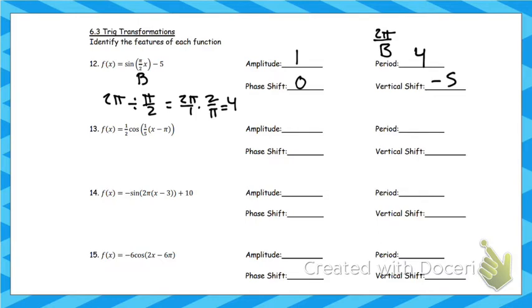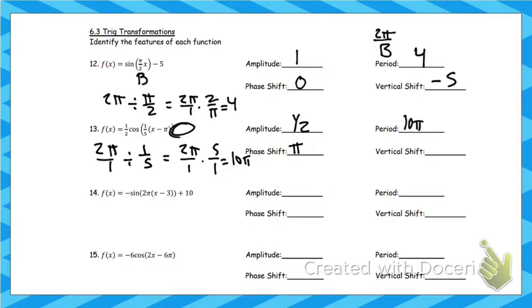All right, the next one, amplitude, number out in front. Phase shift, what we add or subtract. Okay, again, that opposite sign. So it's x minus pi, so positive pi. We're going to the right pi. Period, 2 pi over 1 divided by 1 over 5. So flip the second and multiply, and I get 10 pi. Vertical shift, what we add or subtract at the end, nothing on this one.